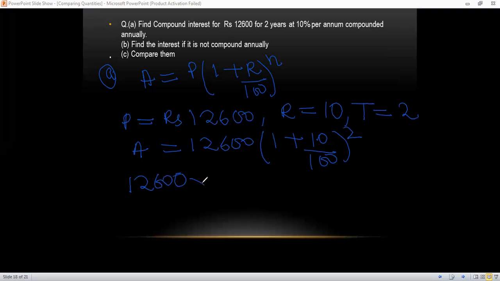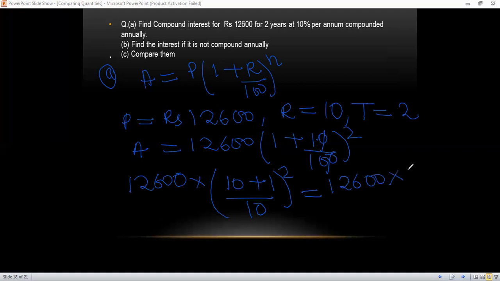How can we solve it? We will multiply. We can cut the zeros and multiply 10 with 1. So it will become (10 plus 1) upon 10 squared. So we can write it as into 11 upon 10, 11 upon 10. The zeros will get cut.